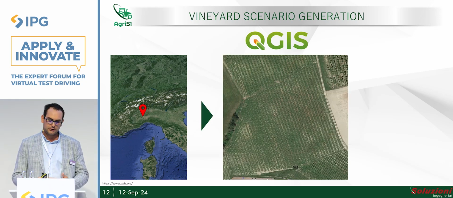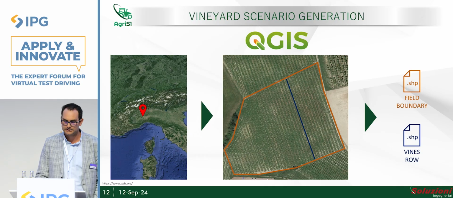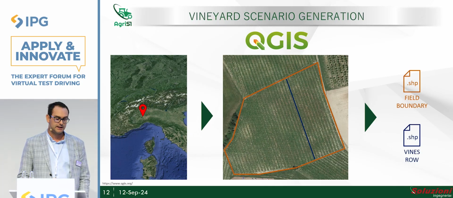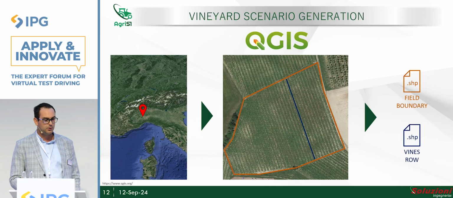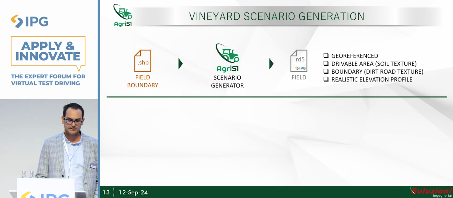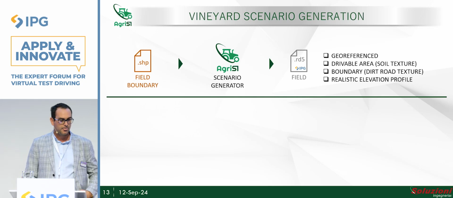It permits us to play a little bit with the satellite images to extract files called shapefiles. The orange one is a shapefile which describes the boundary of the field. The blue one is a shapefile which describes the position of one vine row. So these are the ingredients that we need. Once we have them, we can start the procedure of generating the scenario.